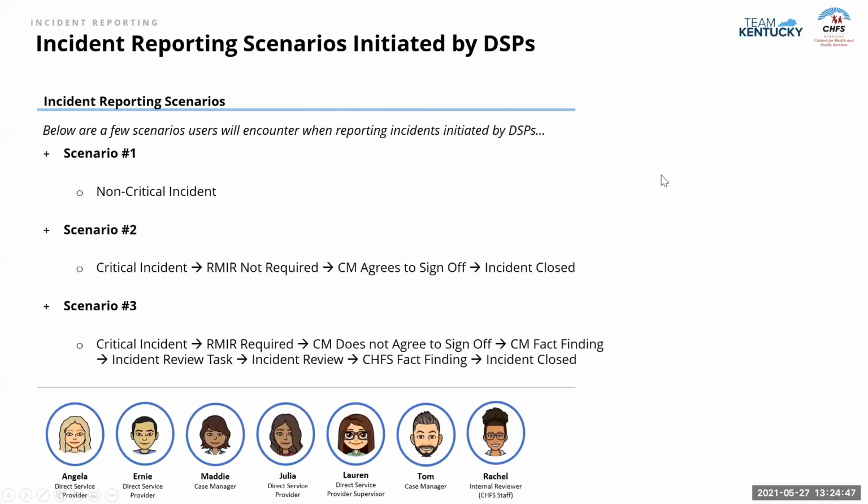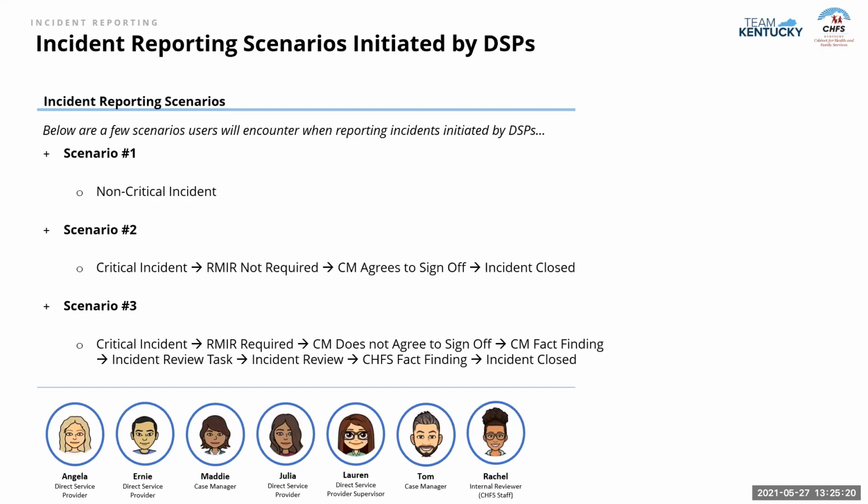All right, so a closer look at some of the scenarios we're going to look at. A reminder, all three of these have been initiated by a direct service provider who witnessed the initial incident. Scenario number one is just going to be a basic non-critical incident. Scenario two is going to be a critical incident where an RMIR was not required, and the case manager agreed to sign off. And scenario three is going to be a critical incident where the RMIR was required, but the case manager does not agree to sign off.